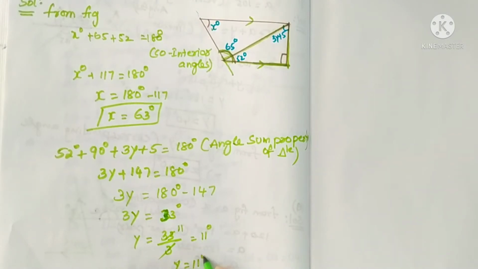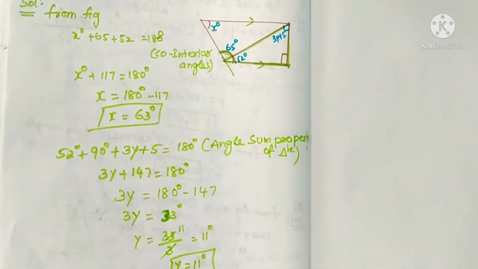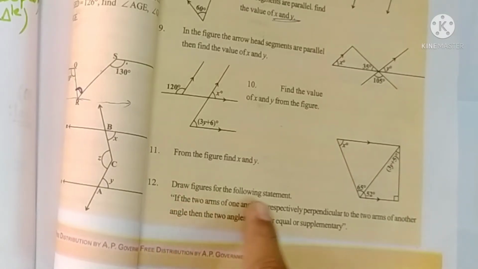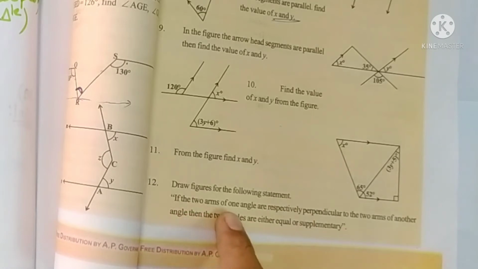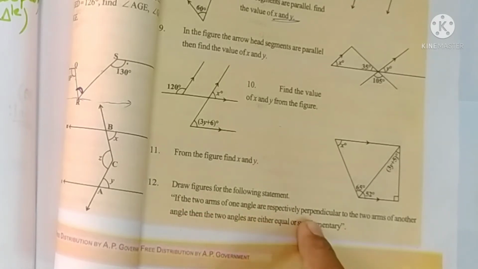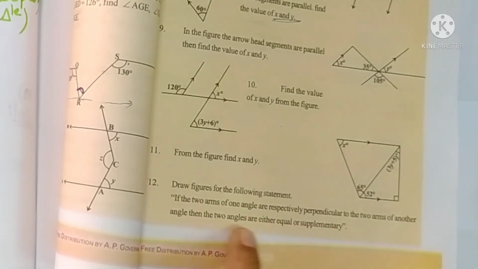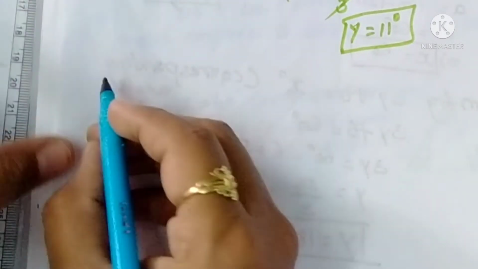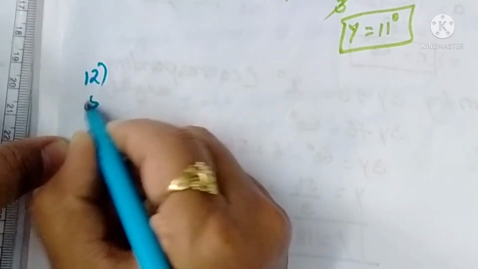So what is the y value here? 11 degrees. So the 12th one: draw figures for the following statement. If two arms of one angle are respectively perpendicular to the two arms of another angle, then the two angles are either equal or supplementary. We want to draw the figure now. So simply you can draw like this.